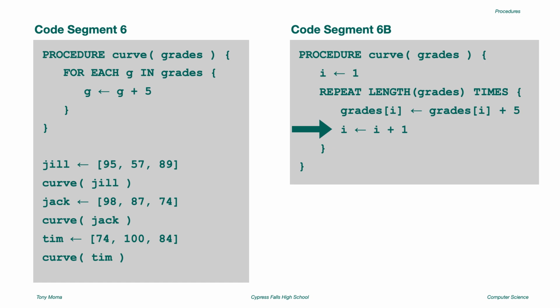Hence, when we first enter the repeat loop, we start by increasing the value at index 1 by 5. Then in the second loop, we increase the value at index 2 by 5. Then in the third loop, we increase the value at index 3 by 5, so on and so forth until the repeat loop is finished.